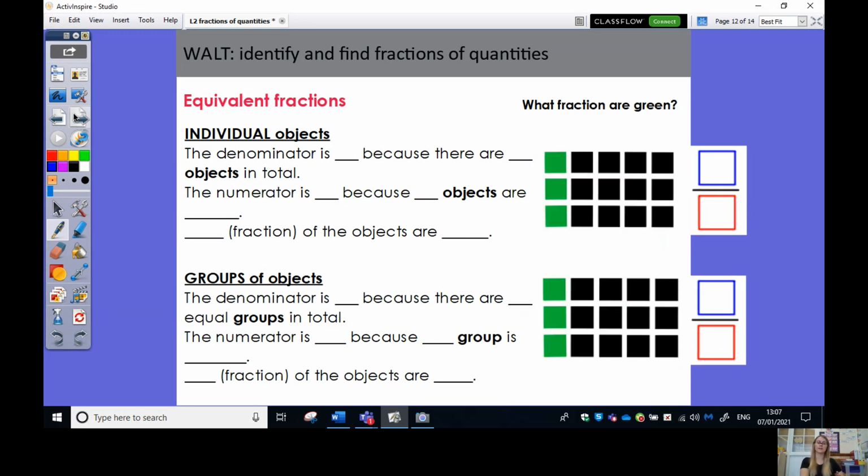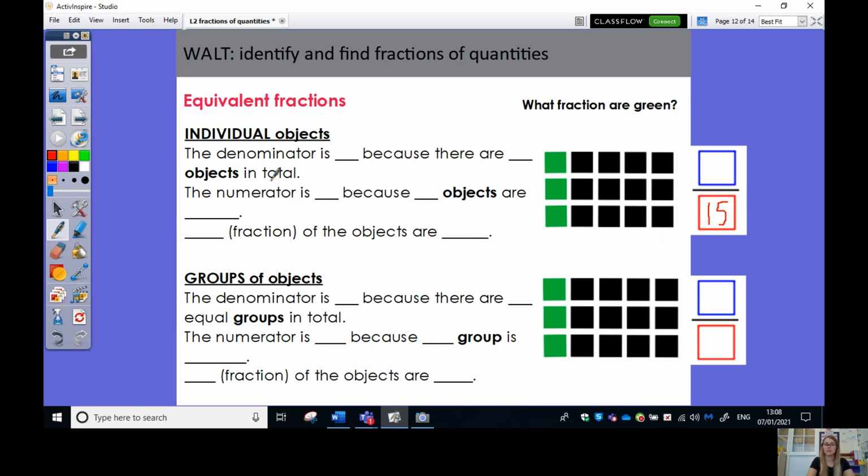Okay, let's have a look at another example and see if you can help me this time. Okay, so this time I want to know what fraction are green. Okay, so firstly, we're going to look at the individual objects. So the denominator is going to be, let's have a look and count the individual objects together. 1, 2, 3, 4, 5, 6, 7, 8, 9, 10, 11, 12, 13, 14, 15. Or I can see that they're in straight rows. I could have gone 5, 10, 15. So my denominator is going to be 15.